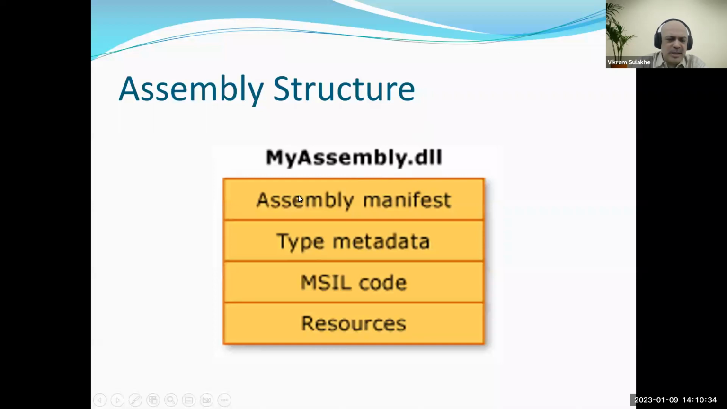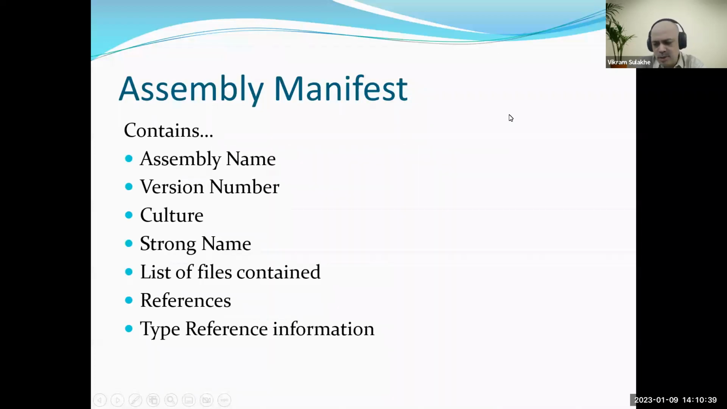An assembly also contains the assembly manifest. The assembly manifest contains details like the name of the assembly, version of the assembly, culture that the assembly is using, strong name for an assembly, list of files contained, references, type reference information, and so on and so forth. Basically all of this is the details or the metadata about the assembly itself.